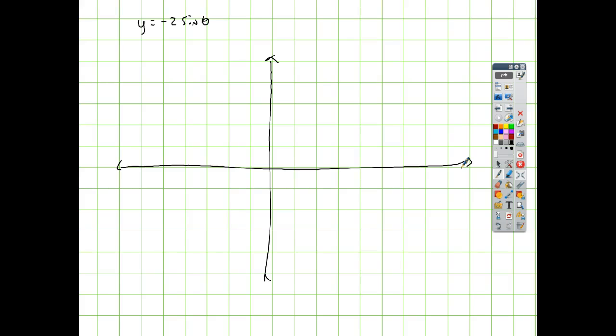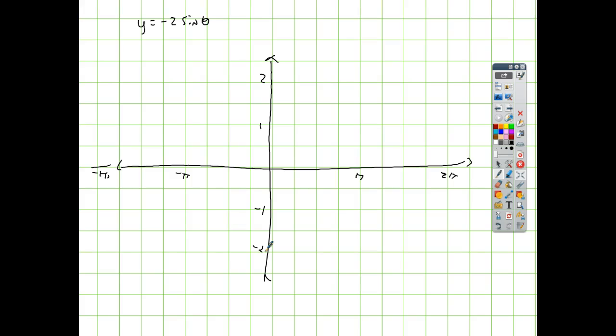1, 2, 3, 4. So pi. 1, 2, 3, 4. 2 pi. 1, 2, 3, 4. Negative pi. 1, 2, 3, 4. -2 pi. And they go up by ones. 1, 2. -1, -2. All right. Y equals -2 sine x.